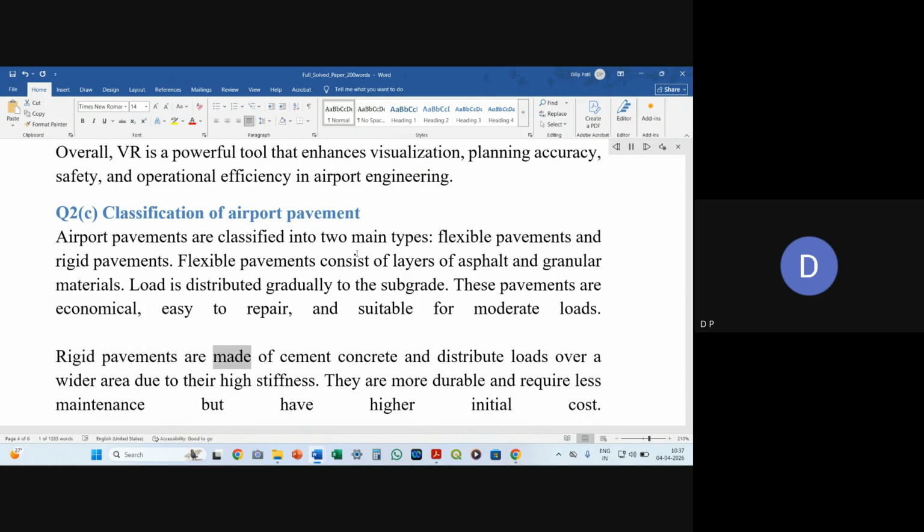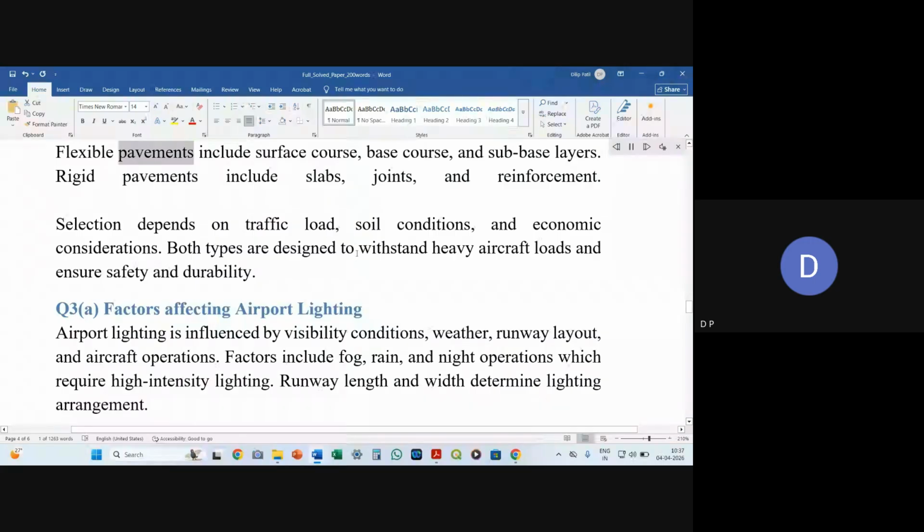Rigid pavements are made of cement concrete and distribute loads over a wider area due to their high stiffness. They are more durable and require less maintenance but have higher initial cost. Flexible pavements include surface course, base course, and sub-base layers. Rigid pavements include slabs, joints, and reinforcement. Selection depends on traffic load, soil conditions, and economic considerations. Both types are designed to withstand heavy aircraft loads and ensure safety and durability.